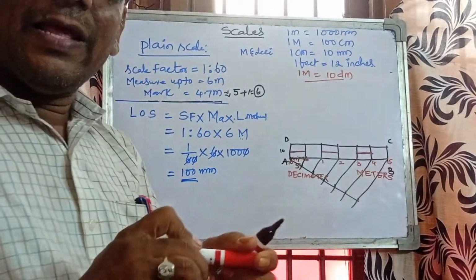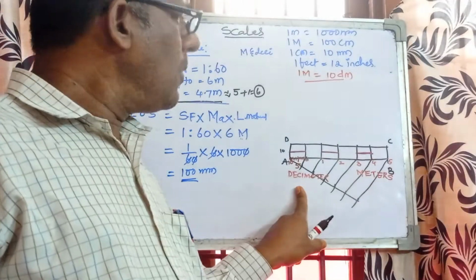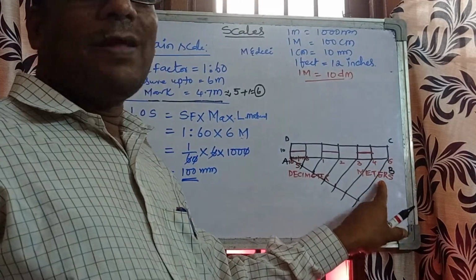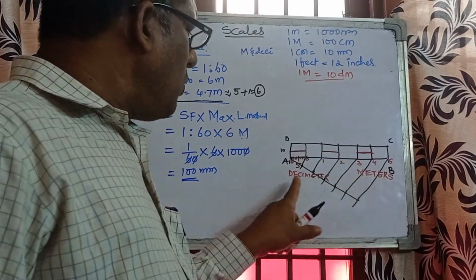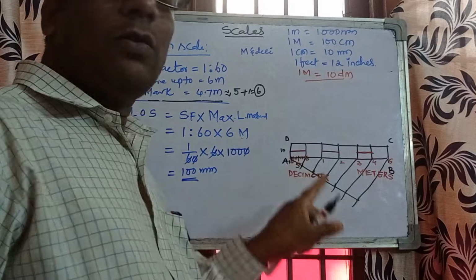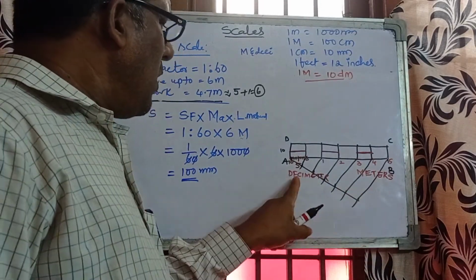Why we went for 10? Because 1 meter is equal to 10 decimeters. Suppose here yard is there. 1 yard is equal to, suppose here feet is there, 1 foot is equal to 12 inches. So first portion we divide into equal number of 12 parts. Okay. So here meter is equal to 10 decimeters.